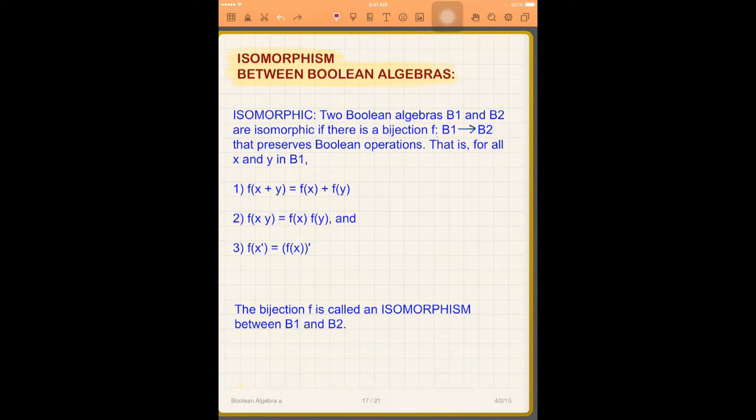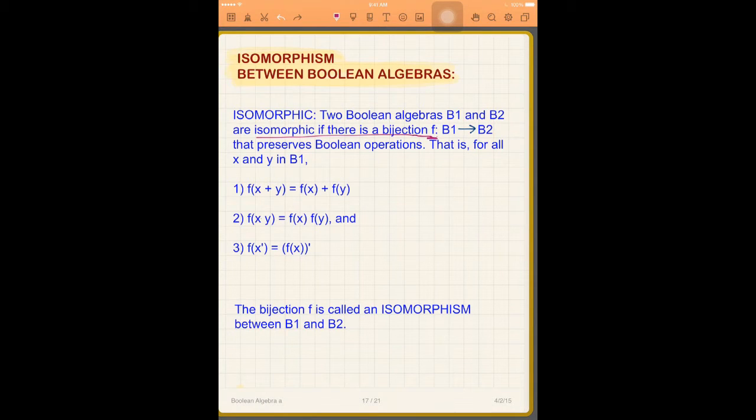And here we look at the isomorphism between Boolean algebras. For two Boolean algebras, B1 and B2, to be isomorphic, there needs to be a bijection, so some function f that takes B1 over to B2. And it must preserve the Boolean operations.